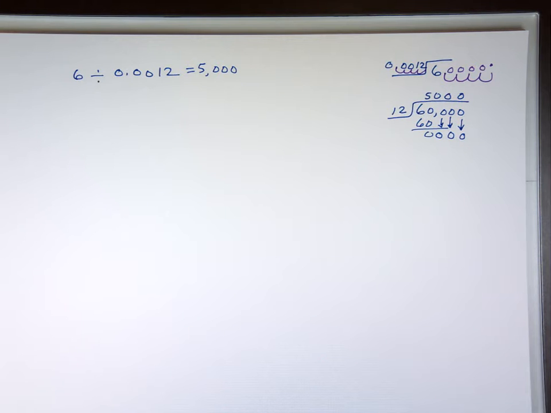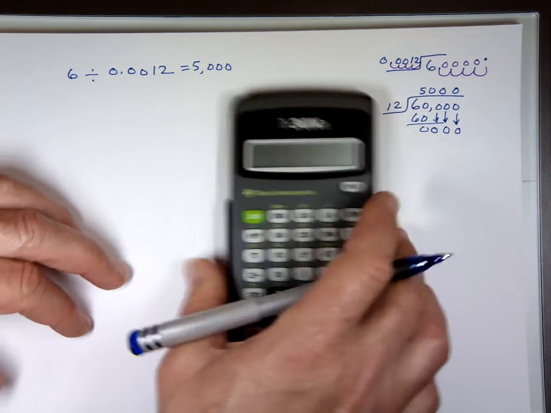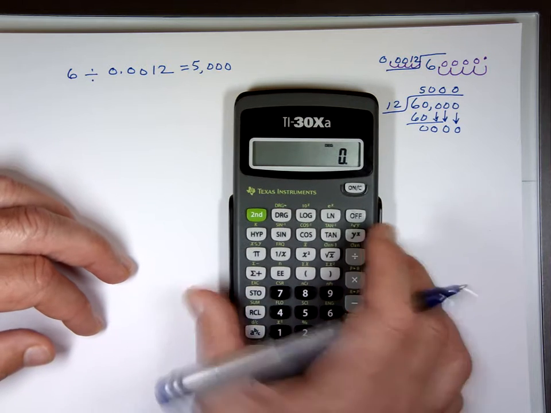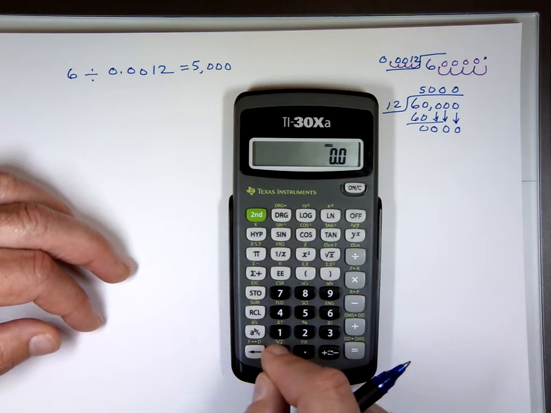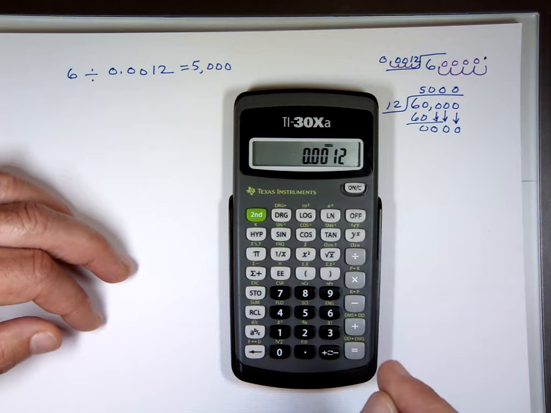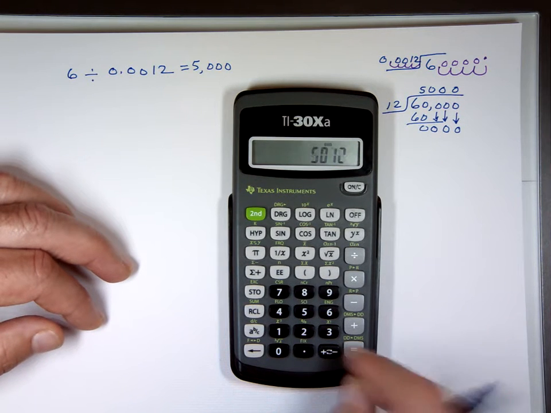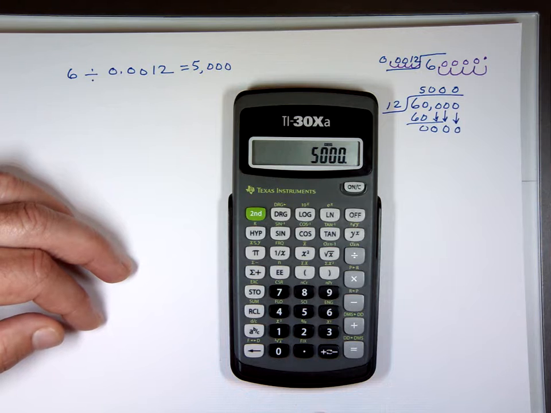Now, if I want to prove that, I can take my calculator out and do it and see if that's correct. 6 divided by 0.0012 equals 5,000.